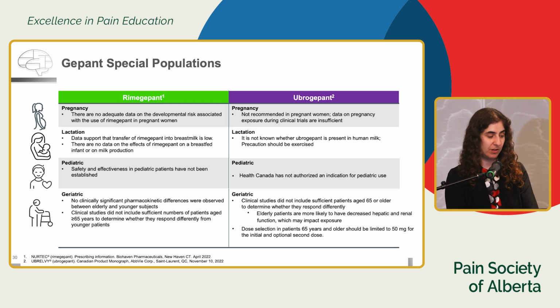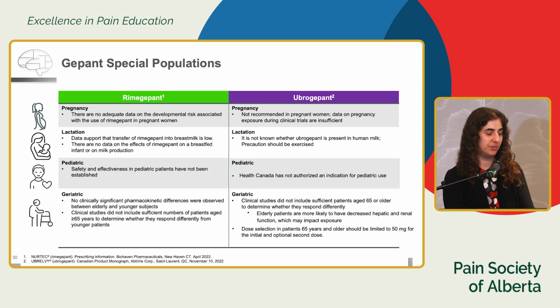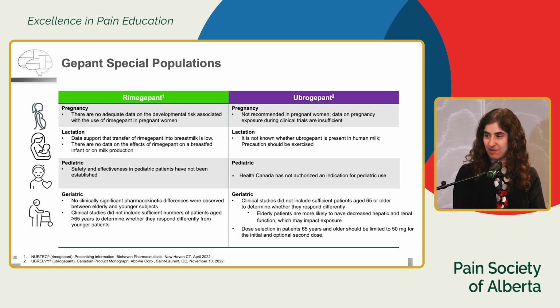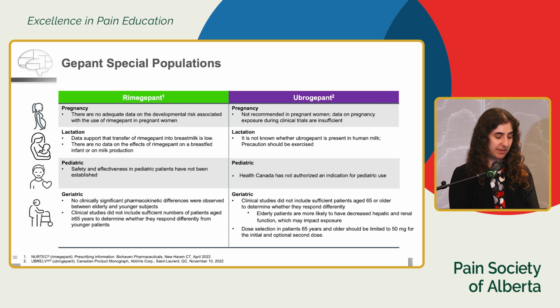Lactation, unfortunately, at this time as well, no data available, so we would not prescribe it to lactating mothers. Pediatric population, Dr. Rajapasky might be able to speak on that. At this point in time, there's no data available, but the clinical trials are ongoing, so we look forward to receiving those data. And in the geriatric population, there's limited data because there was a lower number of patients over the age of 65 in the studies, but no major clinically significant pharmacokinetic differences have been noted. But of course, with the elderly, we do want to start generally slower, so you could use the lower dose of ubrogepant and then work up if needed.